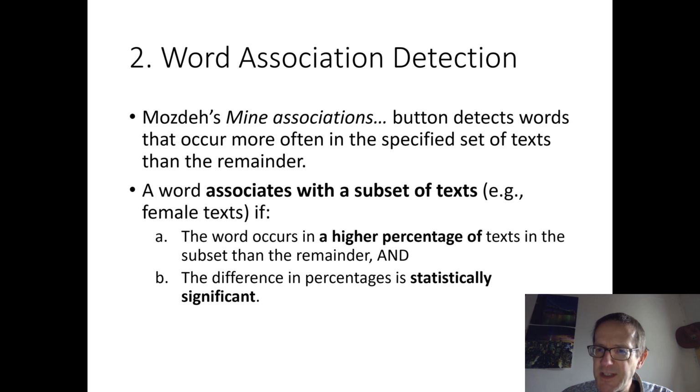So Mozdeh runs statistical tests in the background, so you don't have to use the statistics, and then it reports the statistically significant results. So this is important if you're analyzing the results, because you don't want to be analyzing differences that are in fact just the result of chance, rather than having a statistically significant difference indicating a likely real underlying cause.